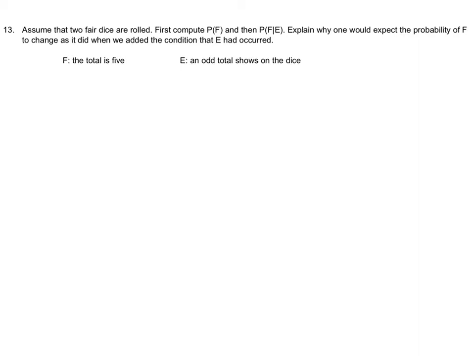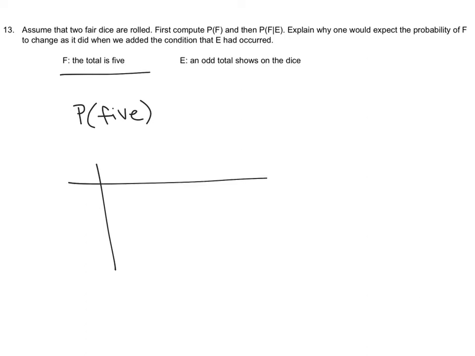First, we want to find the probability of F. We're told that F is the event that the total that appears on the two dice is 5. So I'm just going to write this as the probability of 5. And again, we're dealing with two dice, so I'll draw a little chart here. I'll label these columns as 1 through 6 to represent the 6 sides of the die, and then the rows will be 1 through 6 as well to represent the 6 sides of the second die.